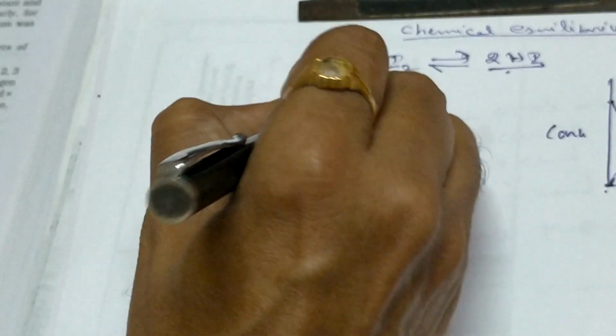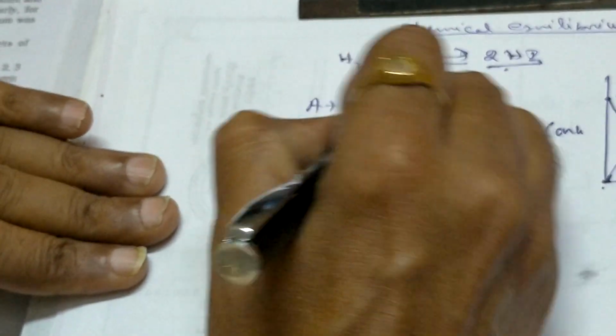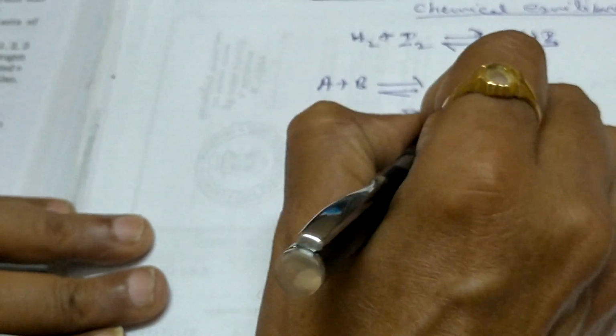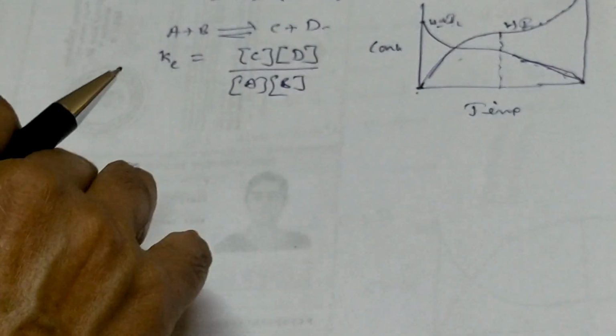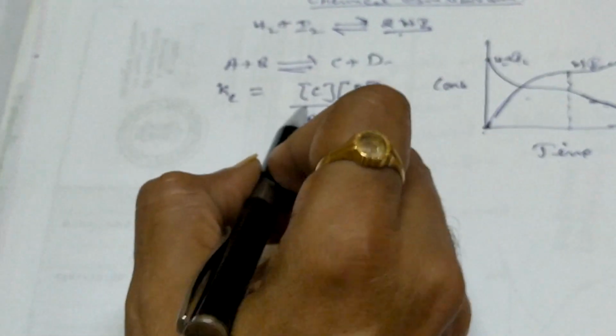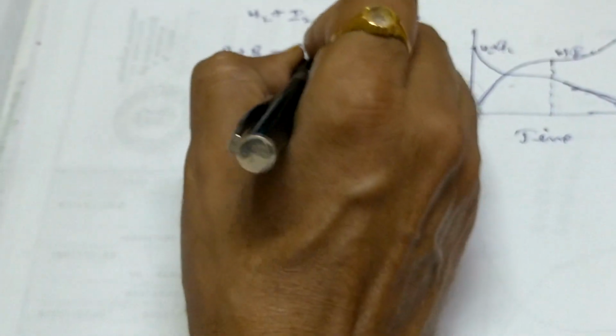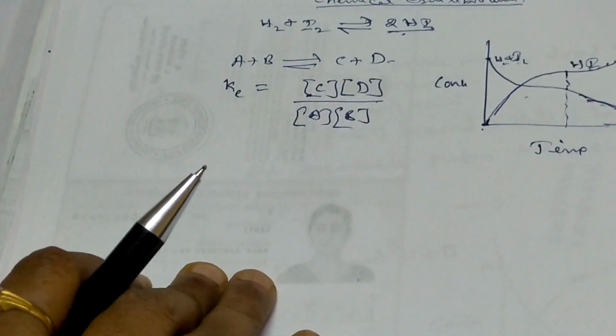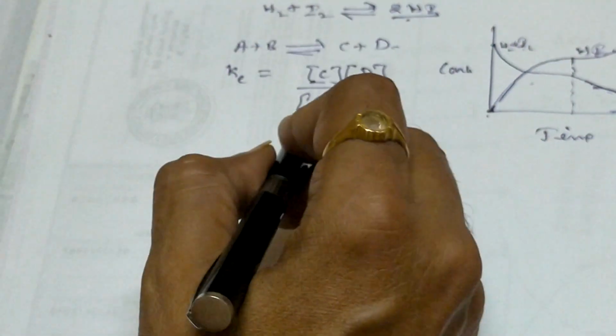For all these questions we will take a general formula, A plus B in equilibrium with C plus D. Then it is defined as Kc, the equilibrium constant, equal to the concentration of C times the concentration of D divided by the concentration of A times the concentration of B. Fine. That is the law of mass action also. At any instant, the concentrations of products, C times D, by A times B, at equilibrium are directly proportional, at a given temperature.